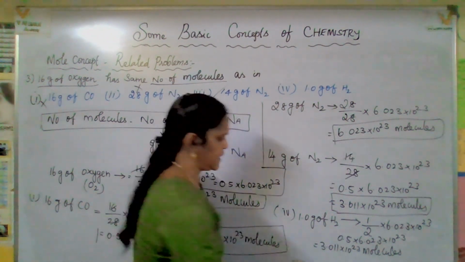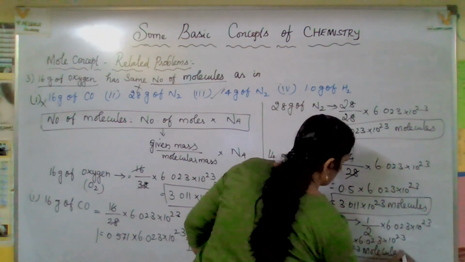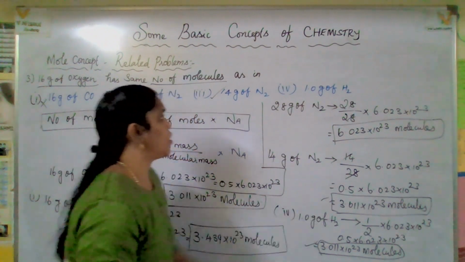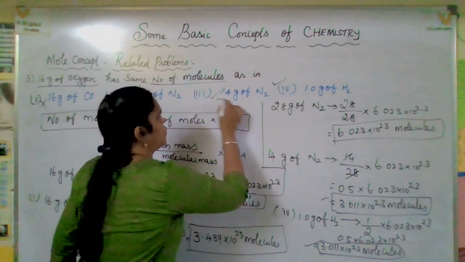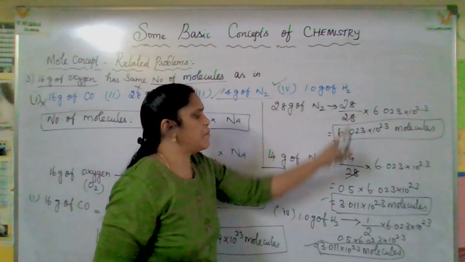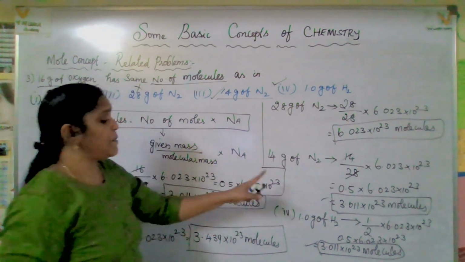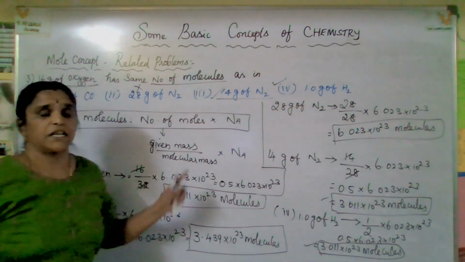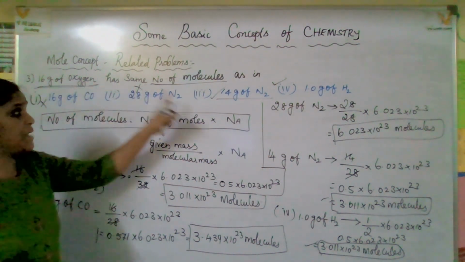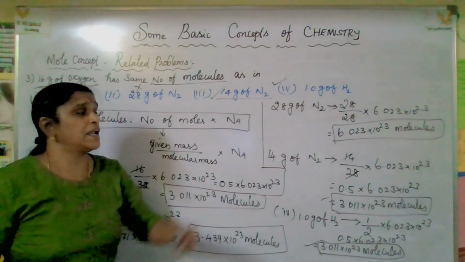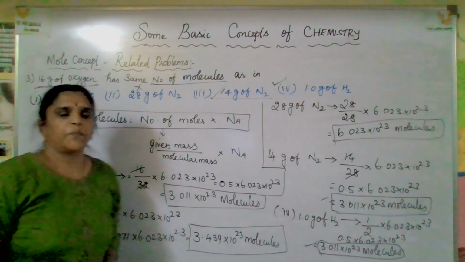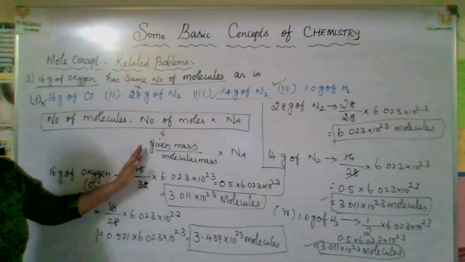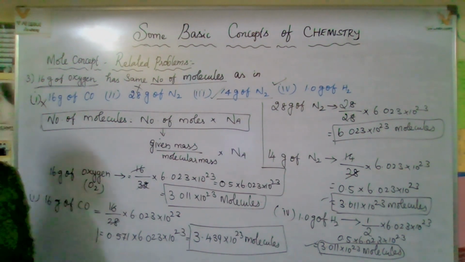Is it visible? Yes. I hope you are clear with this. These two options are the same, similar. 14 gram of nitrogen and 1 gram of hydrogen have the same number of molecules as 16 gram of oxygen. The molecules will be the same as in 14 grams of nitrogen and 1 gram of hydrogen. Hope you're clear with these questions. Okay, come on, let us go and identify some more interesting and important sums.